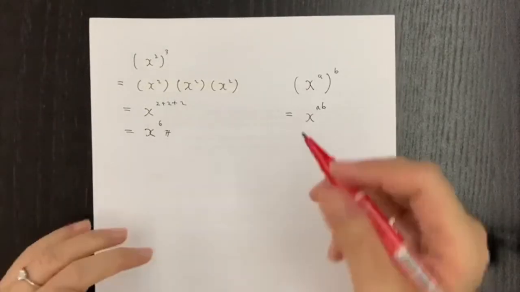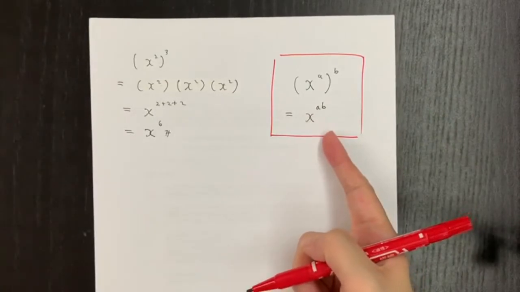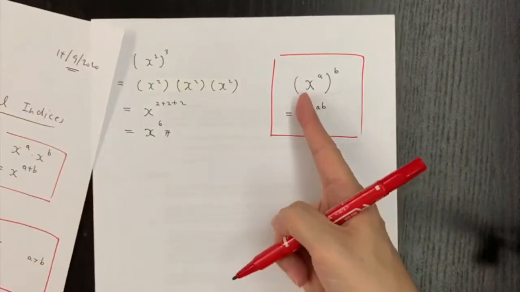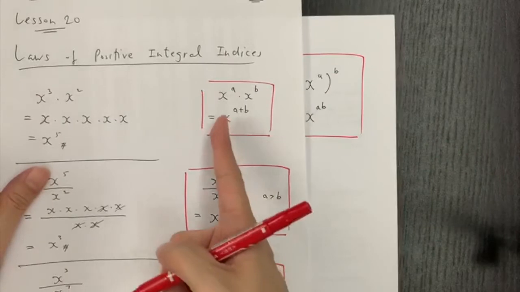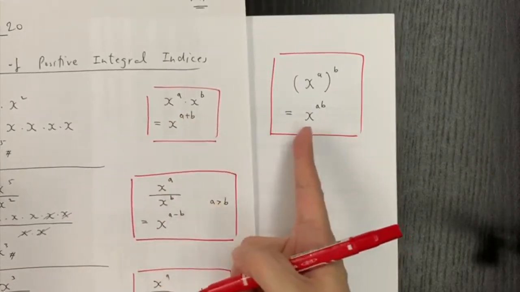So this is another law of index, and be very careful about this one. Don't mix up this one, x to the power a all to the power b, with x to the power a times x to the power b. So don't mix up these two.